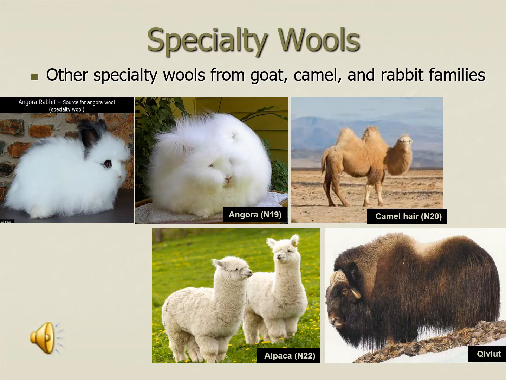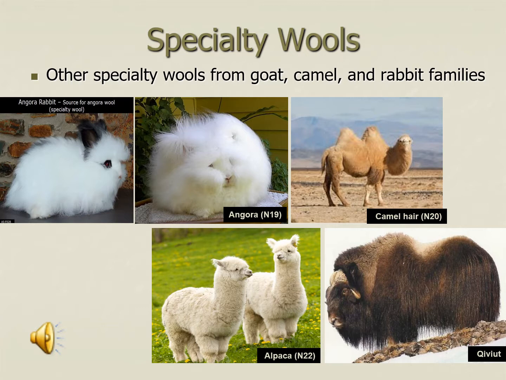Here are some pictures of some other animals that provide us with some specialty wools. You can see how cute some of them are. The Angora rabbit is one of my favorites, actually. You can also see how hairy they are and how soft they look. The fibers from these animals are quite soft. You can see the yarn from the Angora rabbit under N19. You can feel how soft that is. It's actually quite nice. The camel hair yarn is N20, so you can feel that and get a sense of the difference between those two. And then the alpaca yarn is N22.